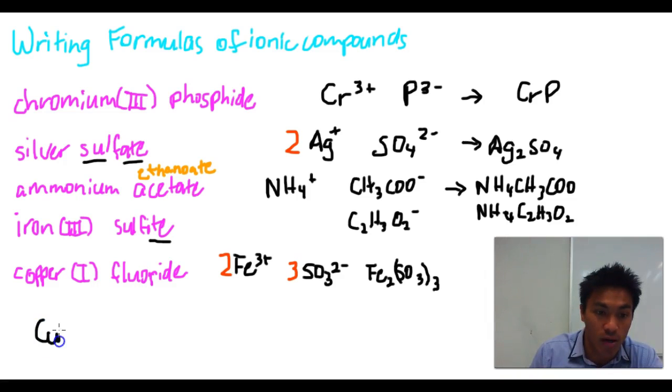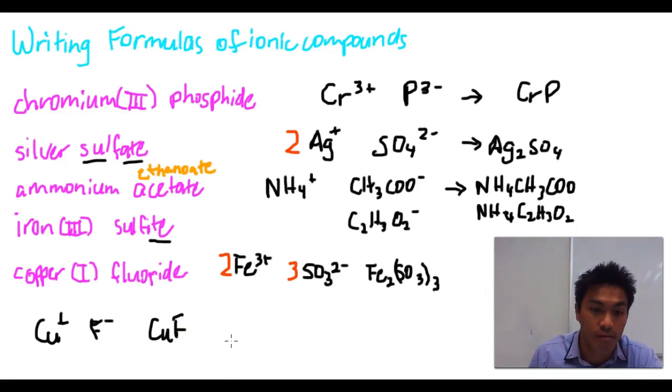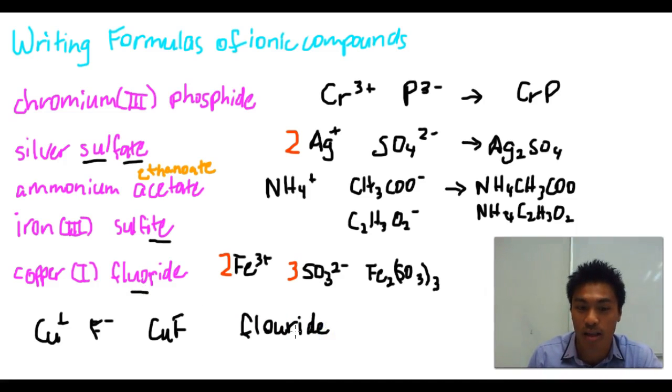Great. And this very last one, copper I fluoride, is quite easy because copper is copper 1 plus, and fluoride we always know as negative, so they are going to neutralize each other, so it's going to be CuF. But notice, especially when you're naming things, make sure that you spell it fluoride correctly, because you'll get caught out when some people say it incorrectly. So make sure you spell it correctly.